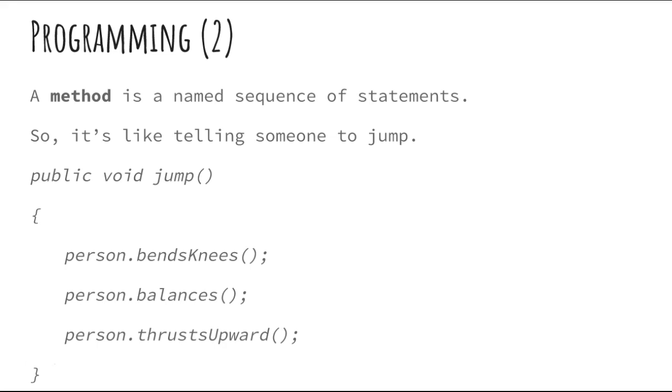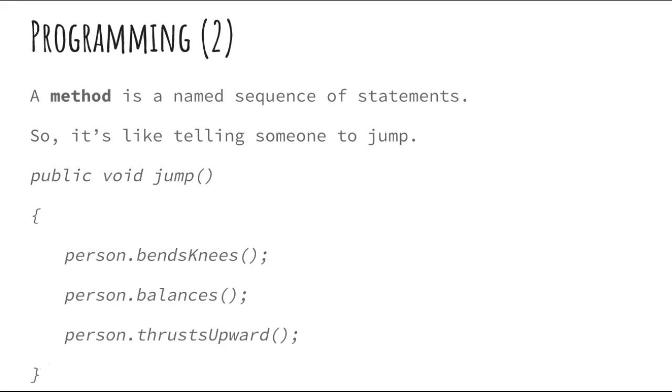So if I were trying to teach you how to jump, I could say jump, and chances are you know how to do that, right? But there's actually a sequence of actions that has to occur for somebody to jump. Typically, they bend their knees a little bit, they maintain their balance, and then they thrust upwards, right? So I say jump, you're doing all those things.